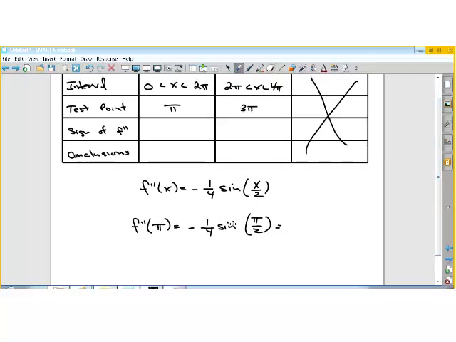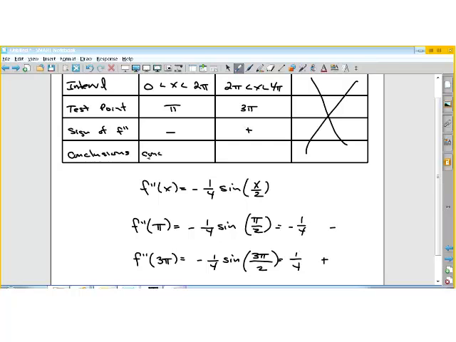Wait a second, no, it's not right. The sine of pi over 2 is positive 1. So positive 1 times negative 1/4 is negative, so it's negative. And if you evaluate the second derivative at 3 pi, we'll get 3 pi over 2, which is x divided by 2. The sine of 3 pi over 2 is negative 1. So we'll get negative 1 times negative 1/4, which will be positive 1/4. So this is positive, this is negative.